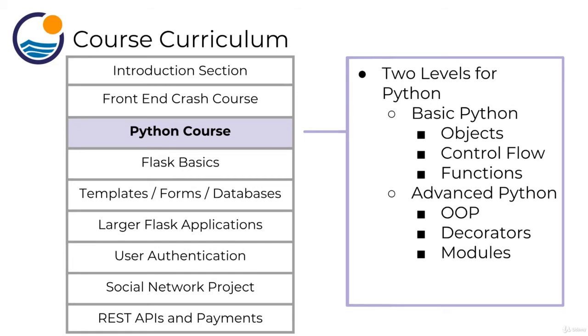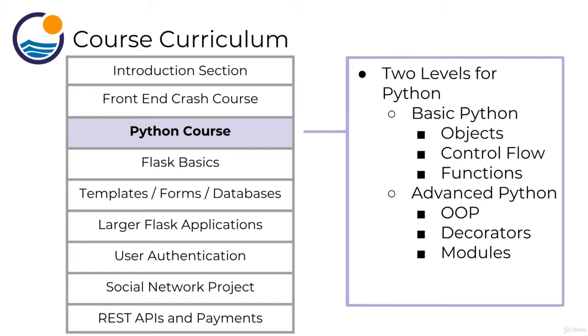Then we have a larger section, which is just an overall Python crash course, essentially a mini Python course inside of this entire Flask course. And we've broken this up into two levels because it's very likely that someone already has Python experience if they're interested in learning Flask. So I divided it up into basic Python and then advanced Python. The basic Python discusses things from the very basics, such as objects, data types, very basic data structures, how to perform control flow like if and else statements, and then it ends up talking about functions. So if you already understand that stuff and you already know how to create a function with Python, you may be able to skip that first level of basic Python.